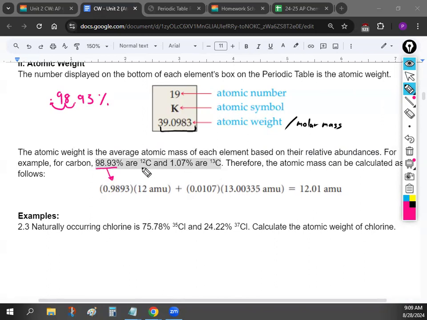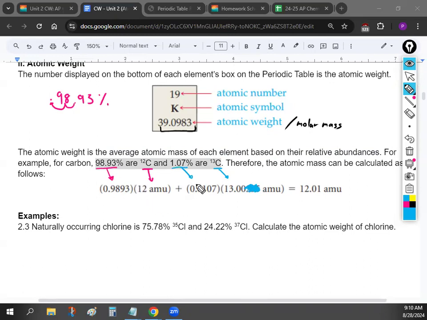Then you multiply that with the isotope number. If it's carbon-12, it's going to be 12 AMU. So you just multiply those two numbers. And then you add that to the product of the other isotope. So the carbon-13 is 1.07, and if we turn it into a decimal, it's 0.0107. Since it's carbon-13, you can ignore this part right here. This is just added on for the other isotopes.